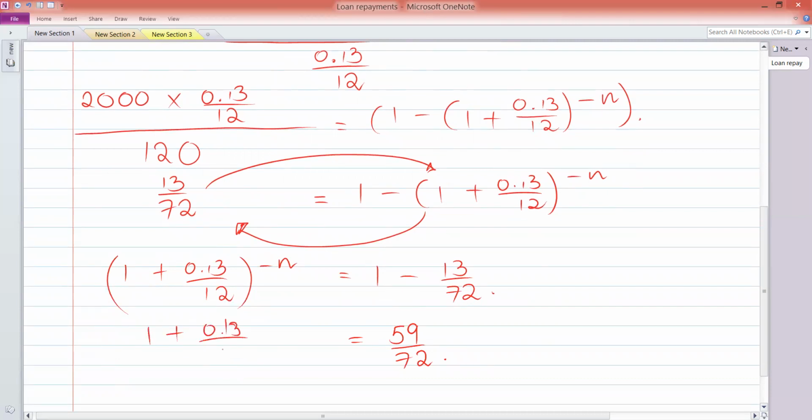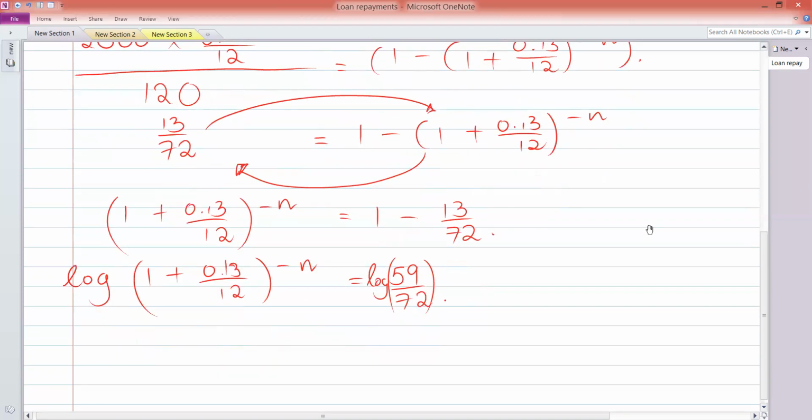What can I do at this stage to solve for N? Logs. Right, so we're going to take log both sides, right? So what you do to the one side, you do exactly the same thing to the other side. When you do that, this basically pulls your negative N down. You now have negative N here, and the log 0.13 over 12 equal to your log 59 over 72, right?